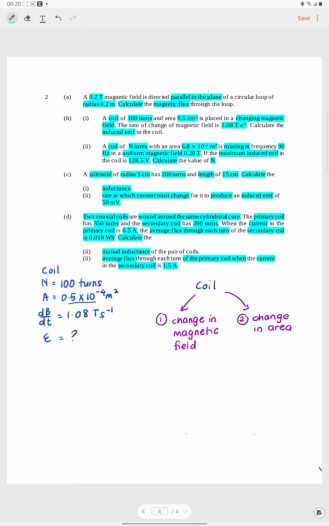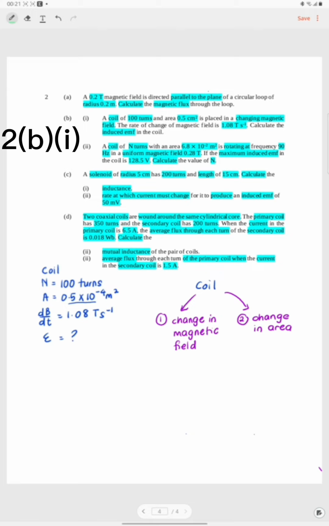Let us proceed our discussion with question 2B1. When we read this question, it is regarding a coil. We are given the number of turns and the area of the coil. It mentioned that the coil experiences a changing magnetic field, and we are given the rate of change of magnetic field. Due to this change, induced EMF is produced in the coil. Therefore, the question asks us to calculate the induced EMF in the coil. That's roughly what the question is all about.